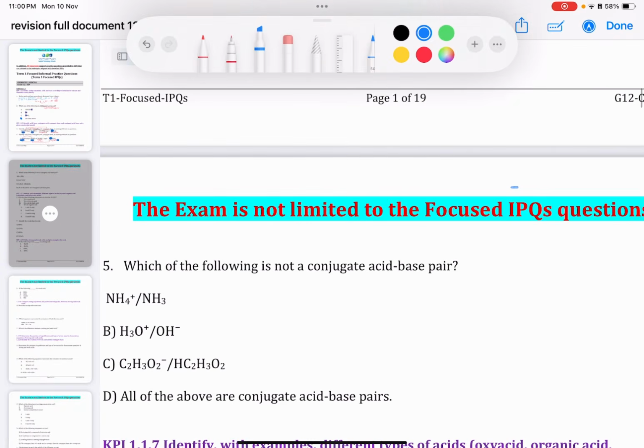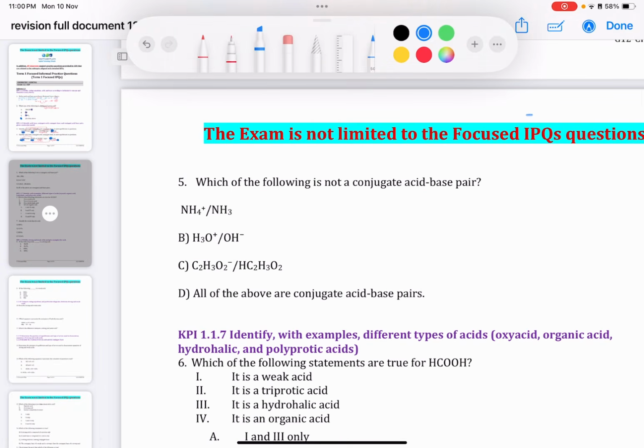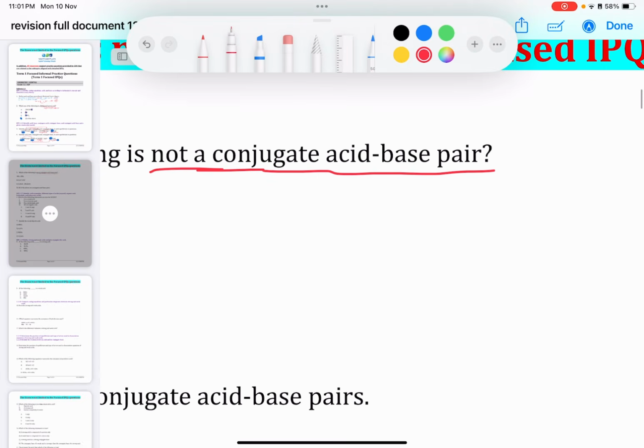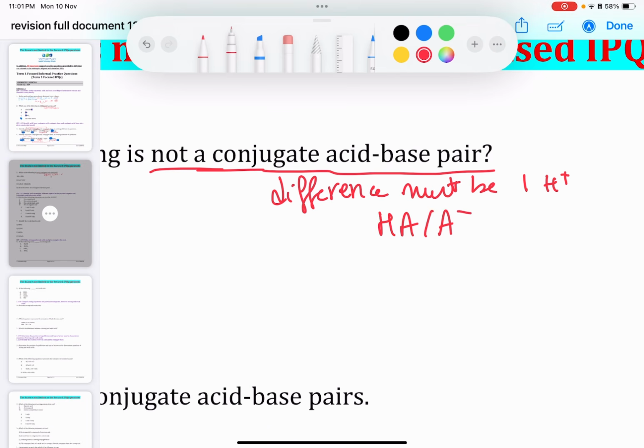Now let's move on. And now this is a different kind of question where they are asking you to identify the one that is not a conjugate acid-base pair. Now, to be a conjugate acid-base pair, the difference between the two species must be 1 H+ between the two given species, like HA, A-.